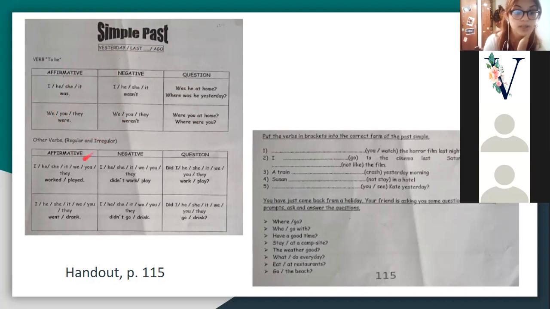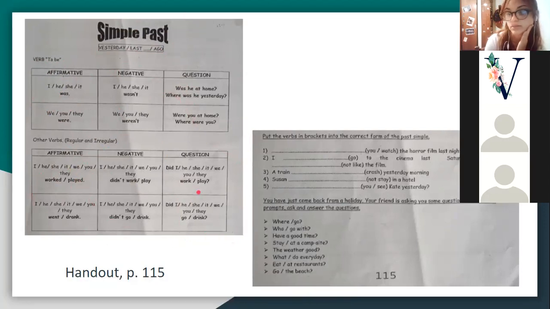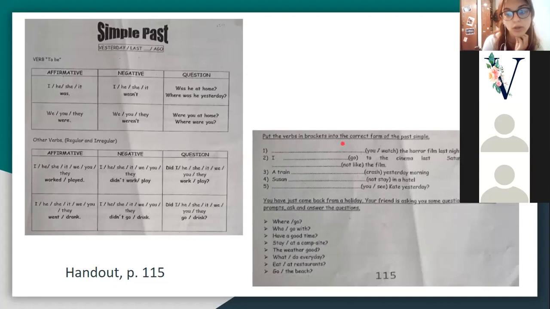With other verbs, they can either be regular or irregular. You already know this. That is why I don't spend a lot of time on this. Are there any questions here? I assume no. Then we will do the activity that says put the verbs in brackets into the correct form of the past simple. Here, for example, it is a question. So bear in mind, you need to use you and watch the horror film last night.